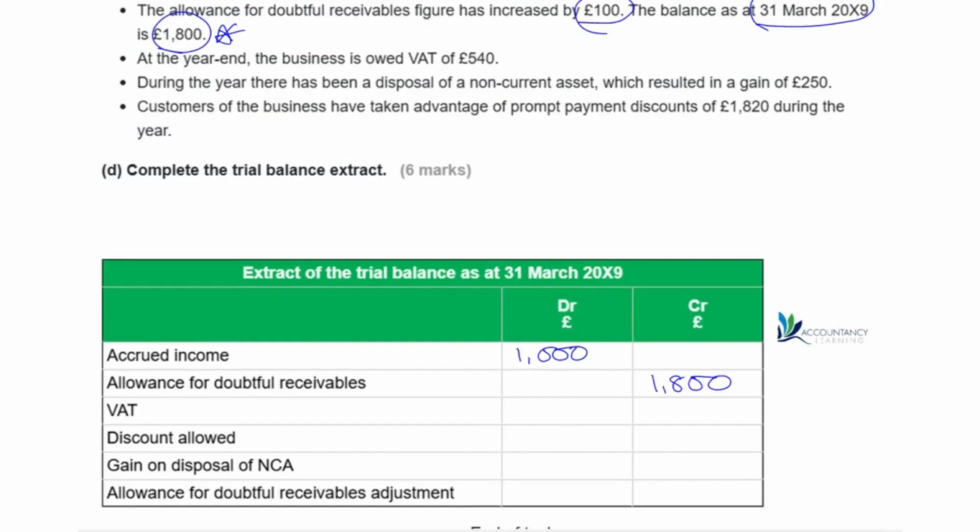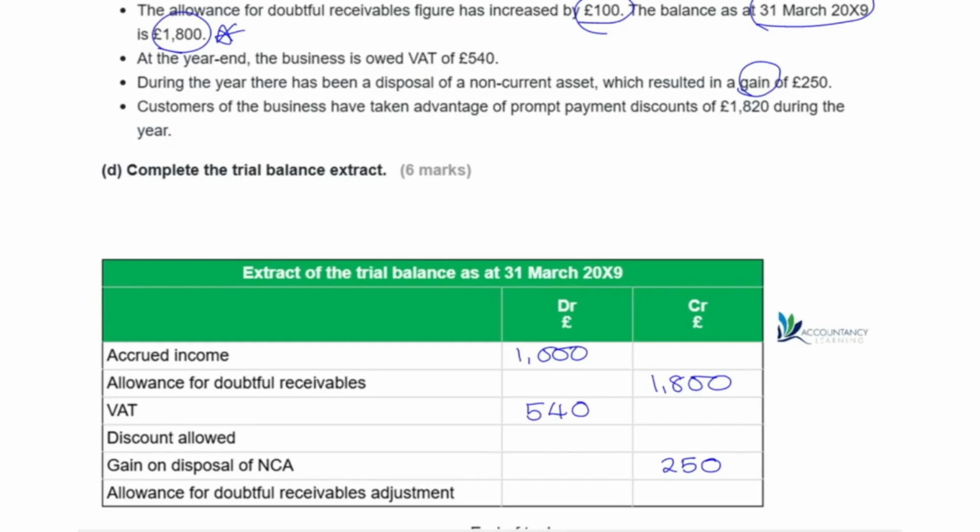At the year end, the business is owed VAT of 540. So HMRC owes the business. We don't owe them, so it's not a liability. So it's going to be a debit balance of 540. During the year, there has been a disposal of a non-current asset which resulted in a gain of 250. So the gain is the 250 on the credit side.